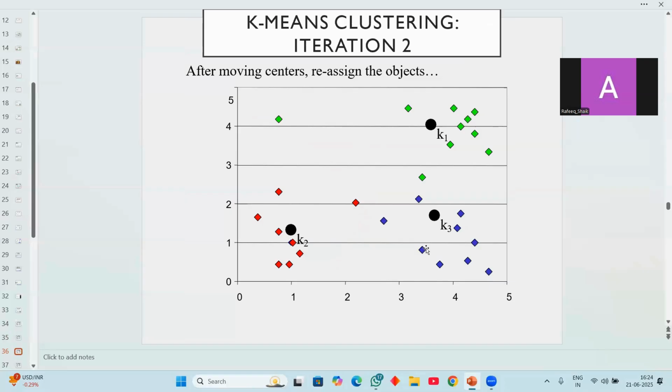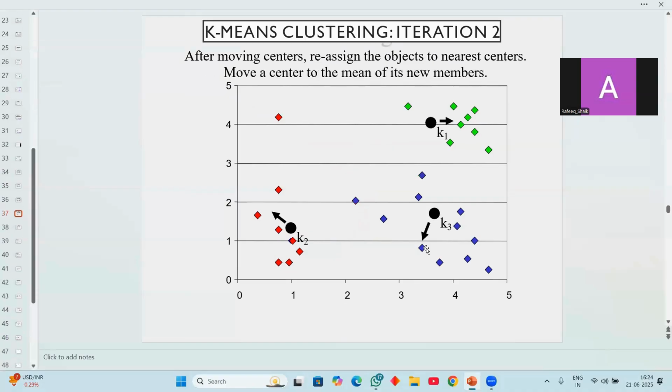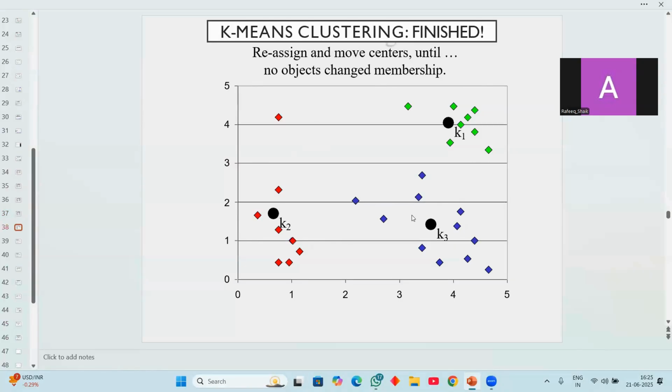Again, in iteration two and after the final iteration, we can see the same steps: after moving the center, reassign the objects to the nearest center, and move a center to the mean of its new members. Like we can see here, the red is far away from the data set, so we can merge it into the green or into the blue. Like that, the iterations will be done.